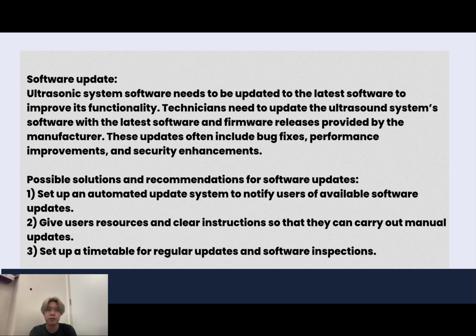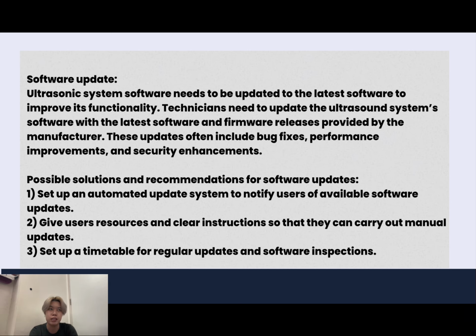Next, we have software update. Ultrasonic system software needs to be updated to the latest software to improve its functionality. Technicians need to update the ultrasound system's software with the latest software and firmware releases provided by the manufacturer. These updates often include bug fixes, performance improvements, and security enhancements.